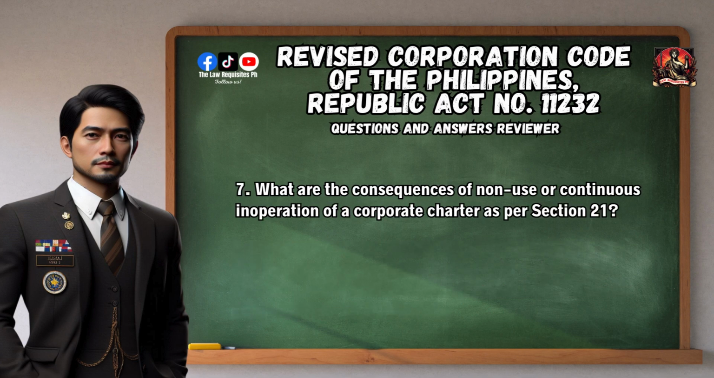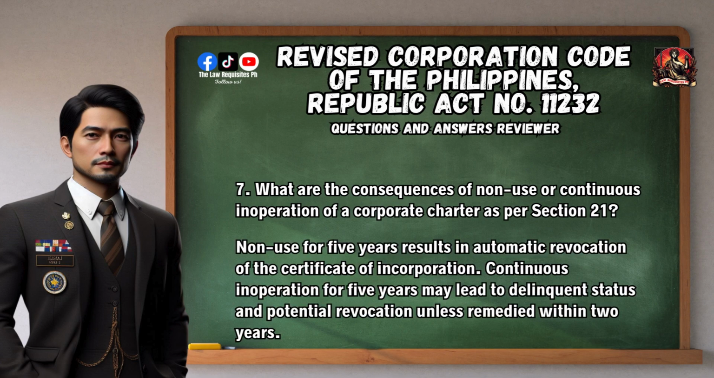7. What are the consequences of non-use or continuous inoperation of a corporate charter as per Section 21? Non-use for 5 years results in automatic revocation of the certificate of incorporation. Continuous inoperation for 5 years may lead to delinquent status and potential revocation unless remedied within 2 years.